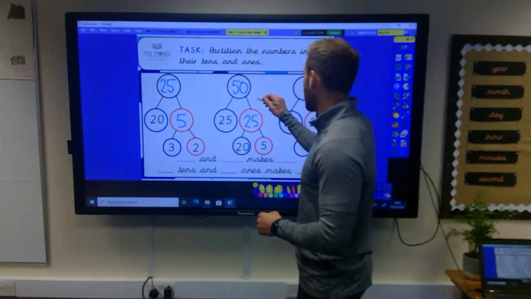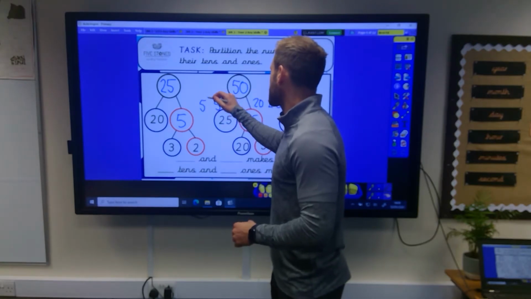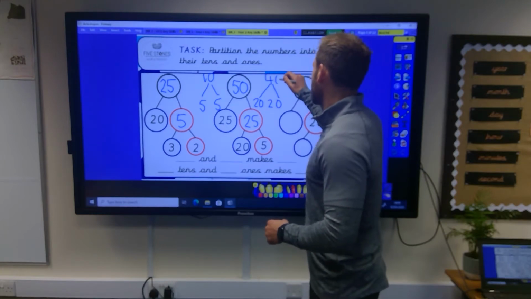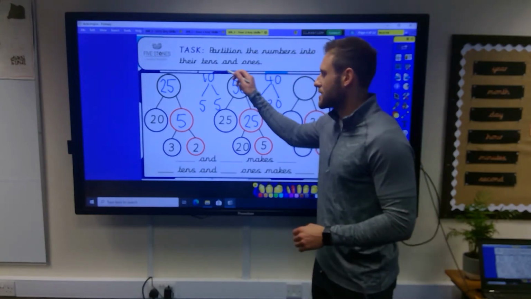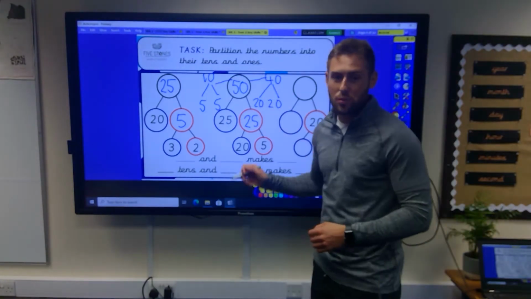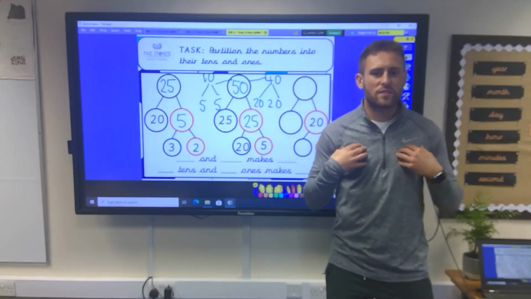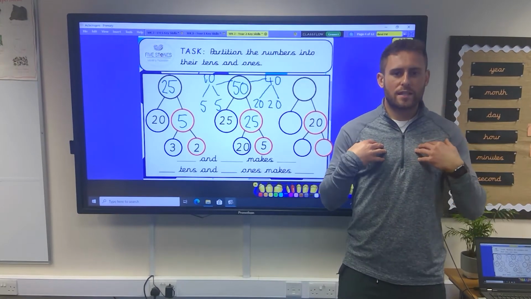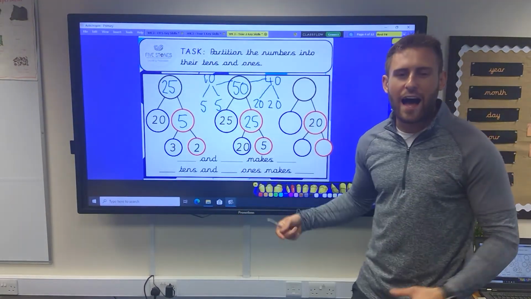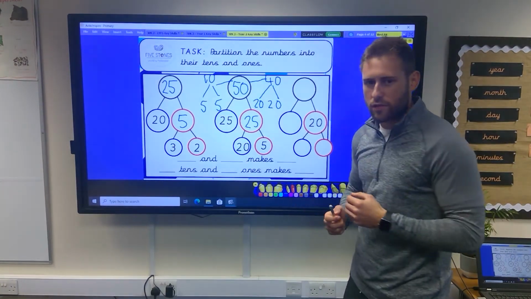Sometimes it's easier to look at that as two 20s and two 5s. We know two 5s are 10. We know two 20s are 40. 40 and 10 gives us our 50, yeah? So double 25 is 50. Let's say that. Double 25 is 50. Great work, because we double the 20, we double the 5, and we put the two parts together. Great work. So we've got the number 50.